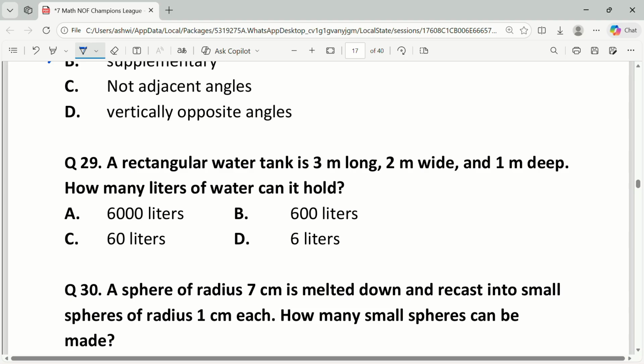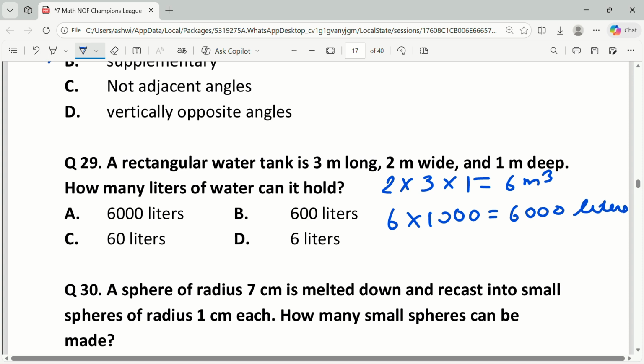The volume V of the tank is calculated using the formula volume is equal to length into width into depth. That is 2 into 3 into 1, which is equal to 6 meter cube. Since 1 meter cube is equal to 1000 liters, the volume in liters is 6 into 1000, which is equal to 6000 liters. Comparing with the options, the answer is A.